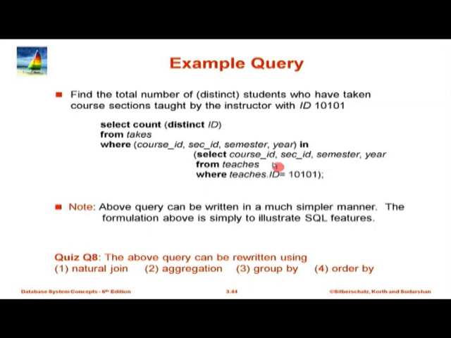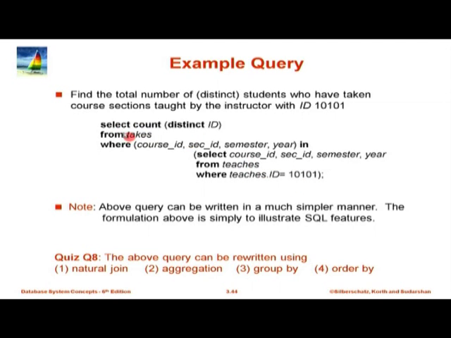Now, many queries with in can be naturally replaced by a different query using a join construct. The quiz question 8 says the above query can be rewritten using natural join, aggregation, group by, order by. There are many options. I have kind of spoiled the suspense here by saying that you can rewrite it using join. I decided in the interest of time to tell you how to rewrite it using join also. So, what would you do here? These are the sections taught by this person.